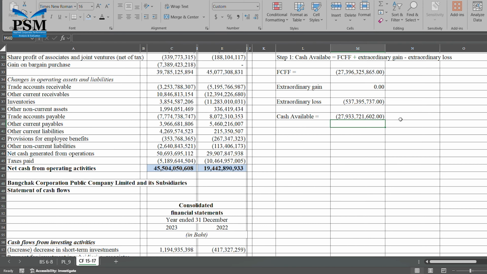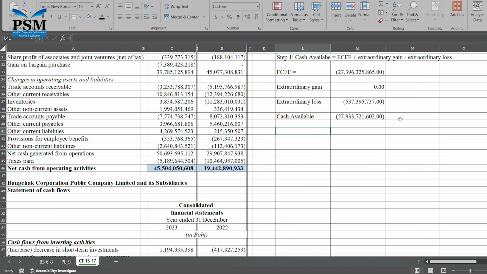Since the number is negative, there is actually no cash available. Meaning the company for the year 2023 was not able to pay dividends. However, it has actually paid dividends. How it paid the dividend is, it had a cash balance. It used the cash savings of the company to pay the shareholders dividends.